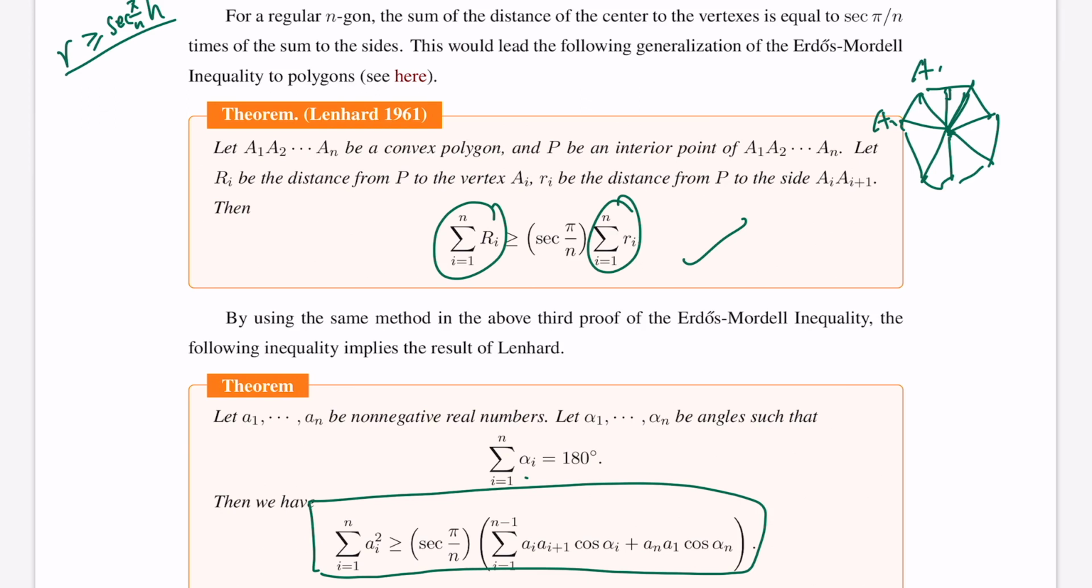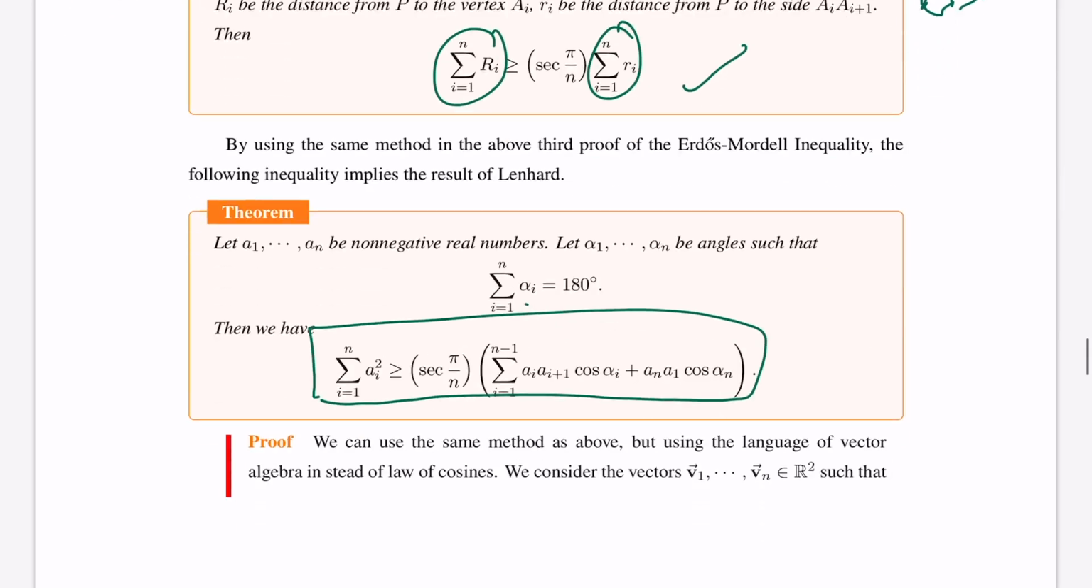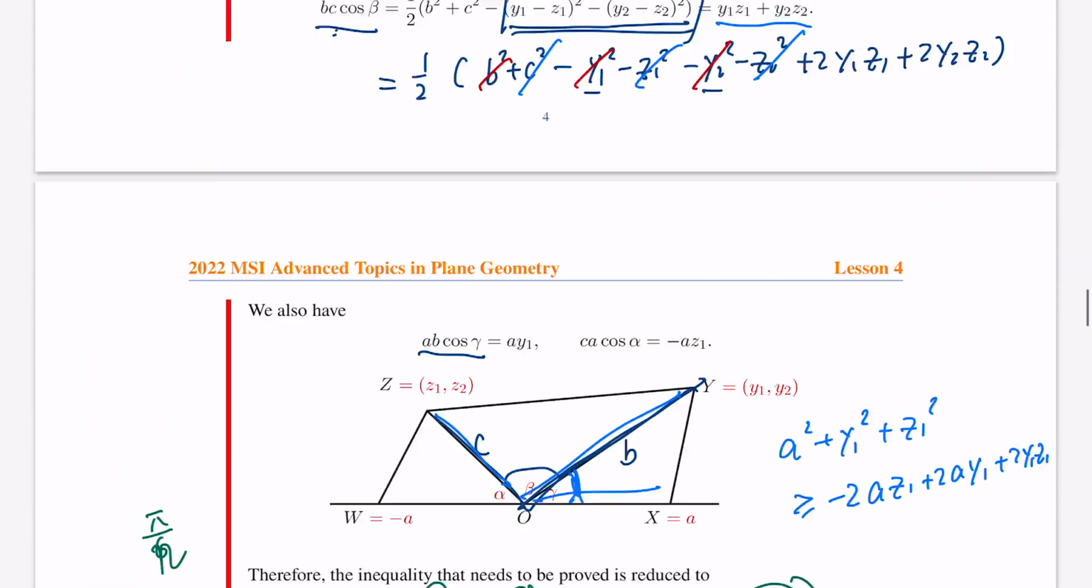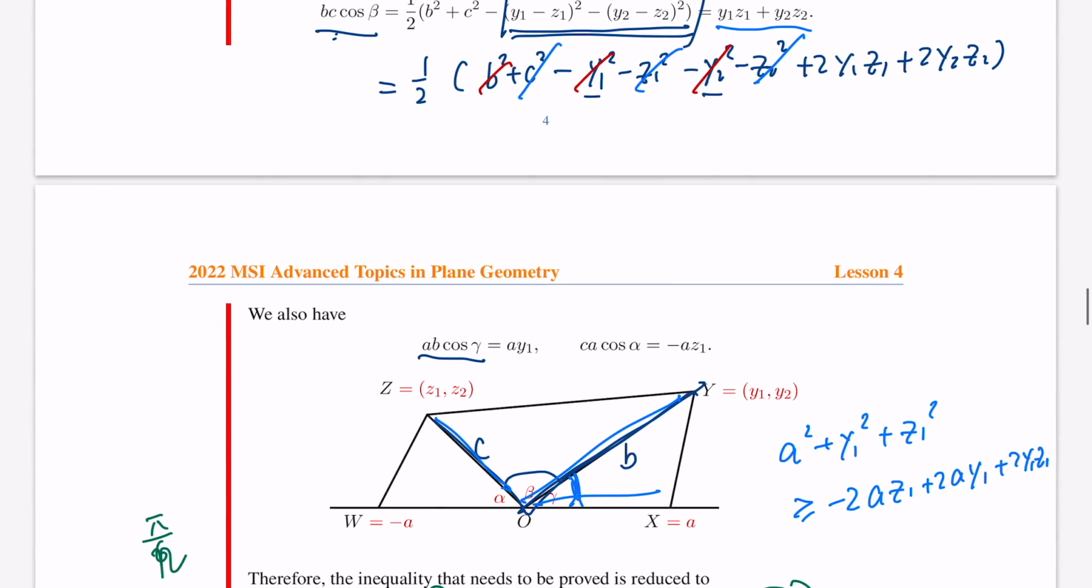As long as the sum of the alpha i equals 180 degrees, this inequality is true. So it's an open question I can ask you: can you use Lagrange multipliers or Lagrange's method of completing the square to do that? I bet there's a way to do that. I didn't find it. So what I would do is use the same method as this. This time I have n angles, but since their sum is equal to 180 degrees, I can draw a lot of vectors and pave them into a flat angle.